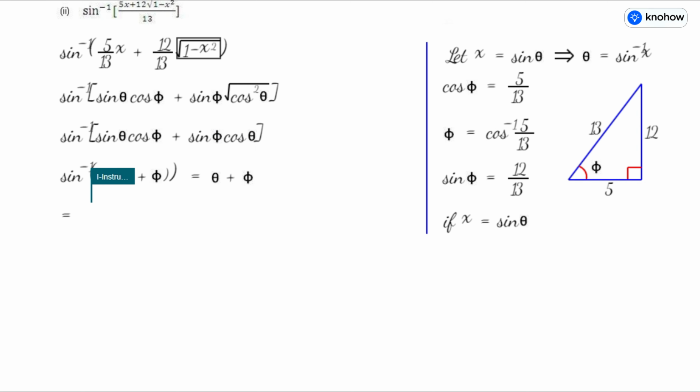Theta, as initially we took x equal to sine theta, can be replaced by sine inverse x. What was the other assumption? We took cos phi equal to 5 by 13, so phi can be replaced by cos inverse 5 by 13. So the final simplified form is sine inverse x plus cos inverse 5 by 13.